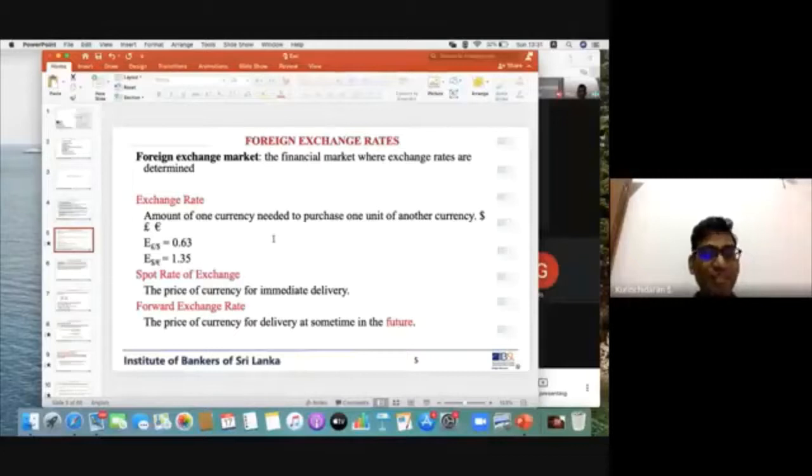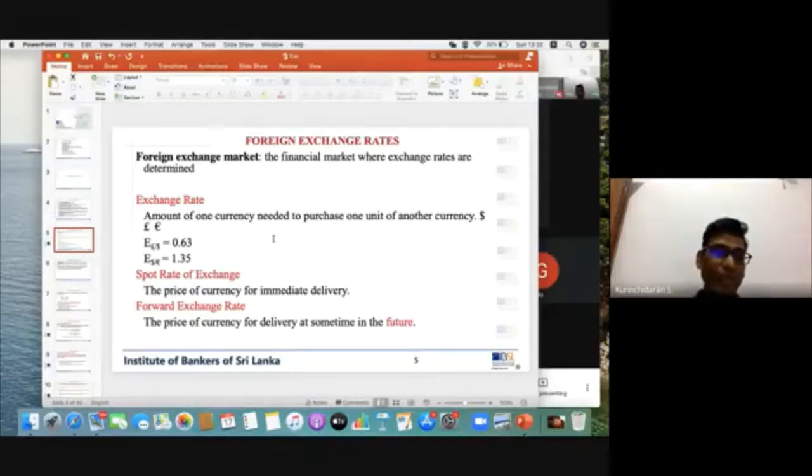You can see the second example: the exchange rate, dollar sign divided by euro sign. That means 1 euro is equal to 1.35 USD, US dollar. So this is the way of quoting and understanding exchange rates. Okay. So now you know what an exchange rate is, and how to write and how to quote it.